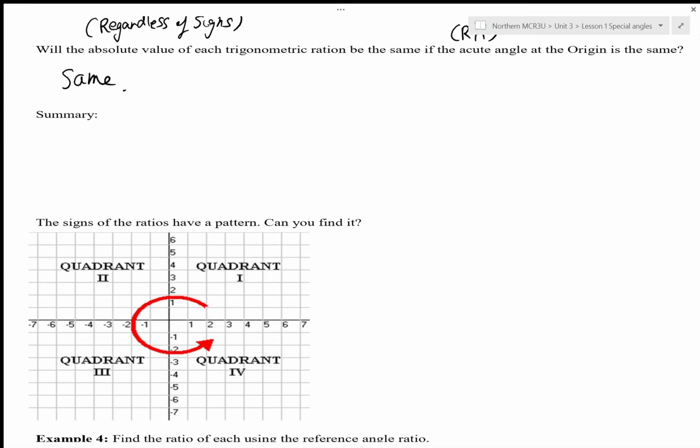So summary, I want you to actually come up with your own summary. There's no reason for me to put my own summary because that is my summary. I want you to actually put your own summary first, okay?